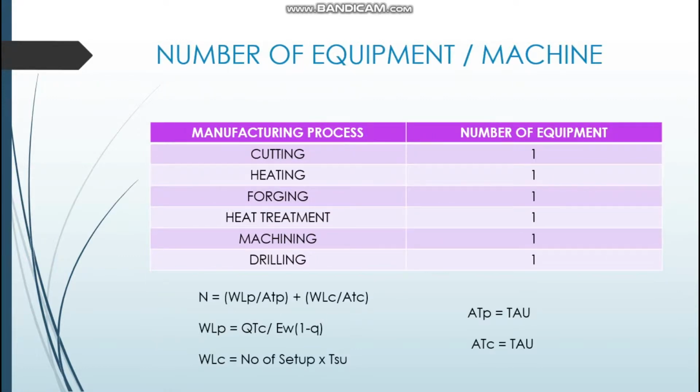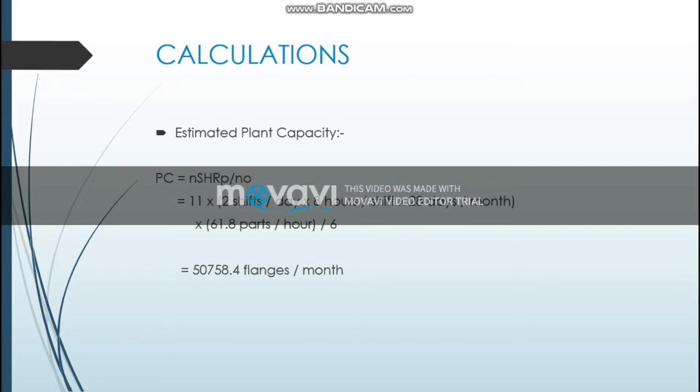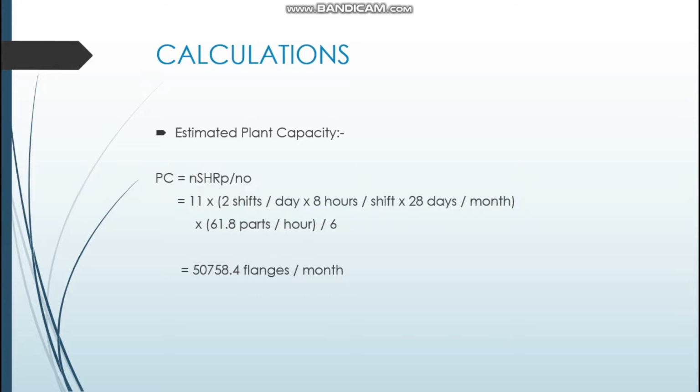Hence, we have the number of equipment for each process, meaning we use one machine per operation, which is a total of 6 operations. After that, we calculate the plant capacity, which is the number of machines times the total number of shifts per hour times the total rate of production divided by the number of operations, which is 6, and therefore we get more than the required amount, which is 50,758.4 flanges per month.